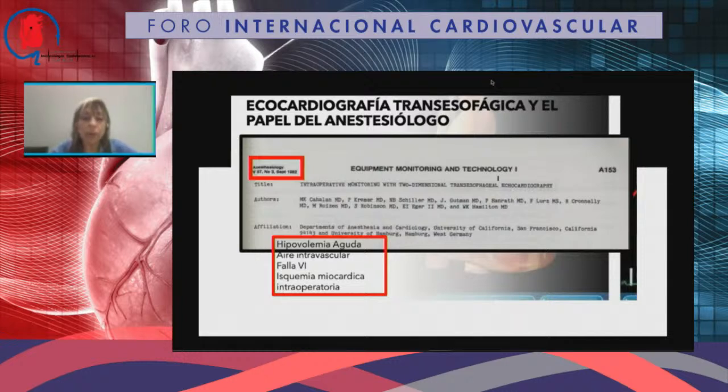y cuando empiezan a surgir sus indicaciones y el papel o el desempeño que debe tener el anestesiólogo cardiovascular en un quirófano cuando hace cirugía cardiovascular con la ayuda de este gran, por decirlo así, compañero de diagnóstico que tenemos hoy en día.